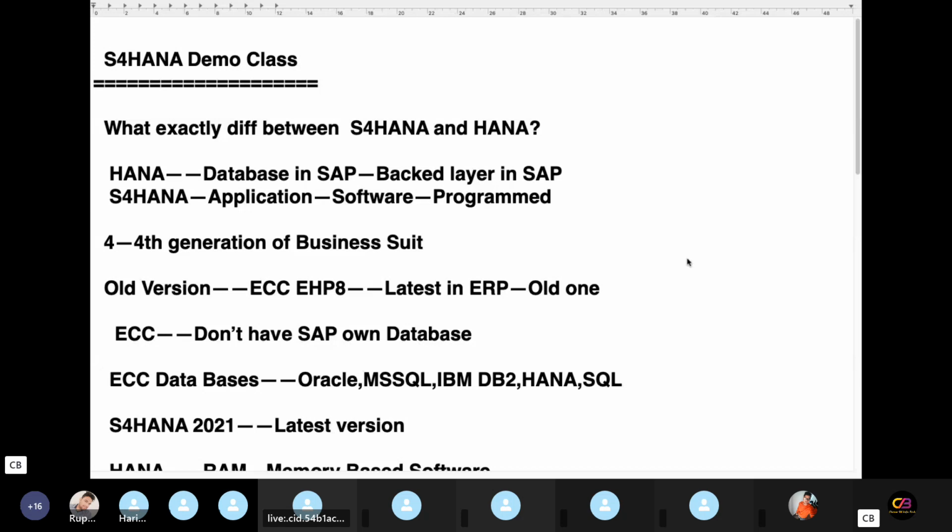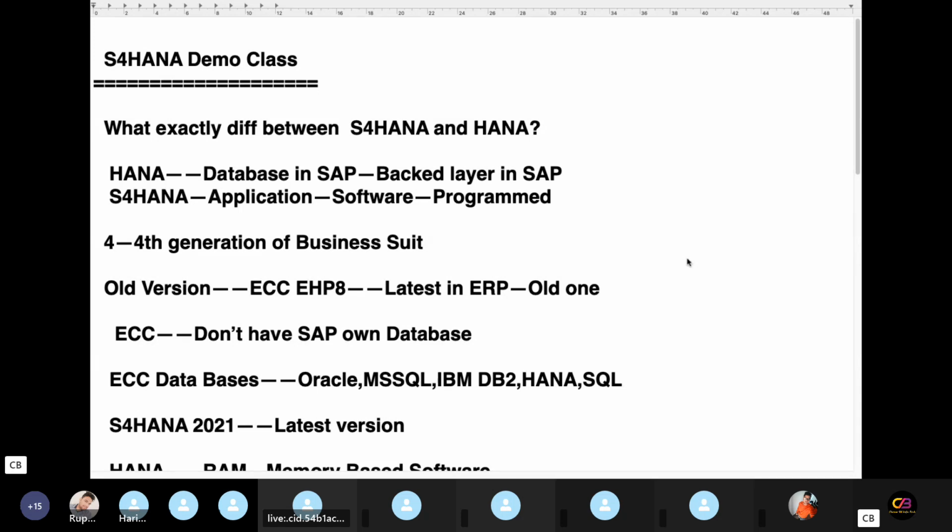Earlier we had third-party databases like Oracle, MS SQL, IBM DB2, and the HANA database in ECC. These databases we cannot run on the S4HANA platform, because HANA stands for High Performance Analytic Appliance. Compared to these databases, the HANA database will work 1,000 times better than the normal databases.